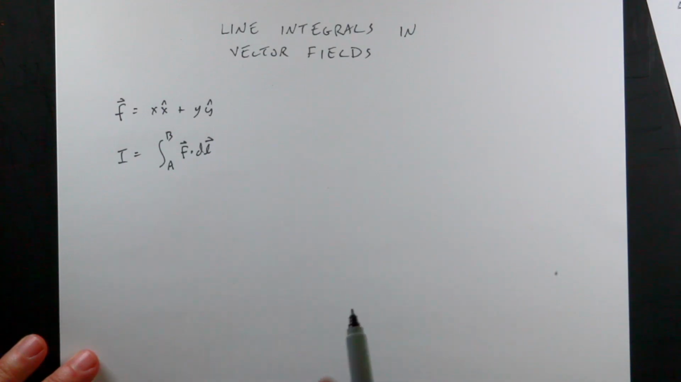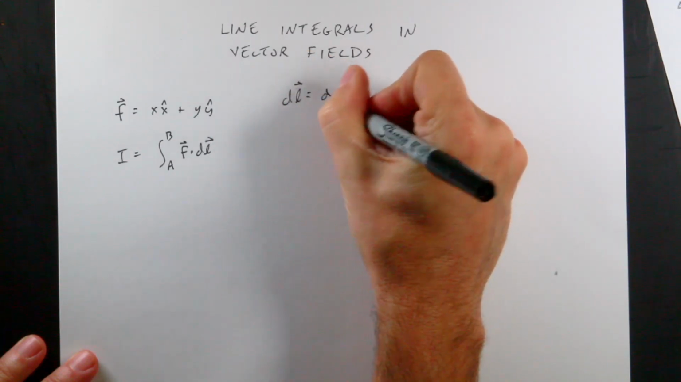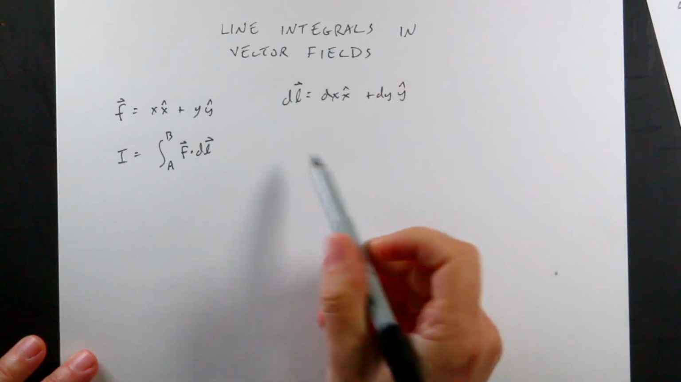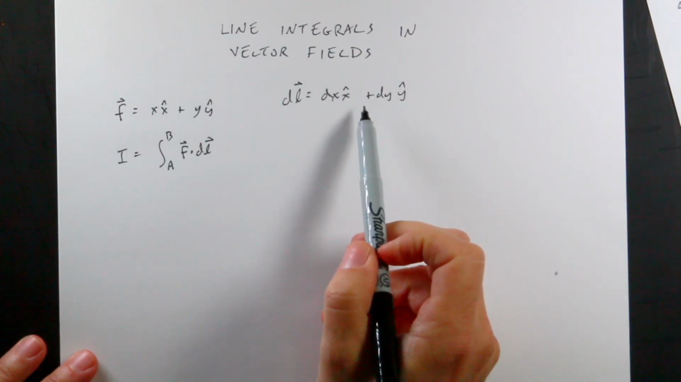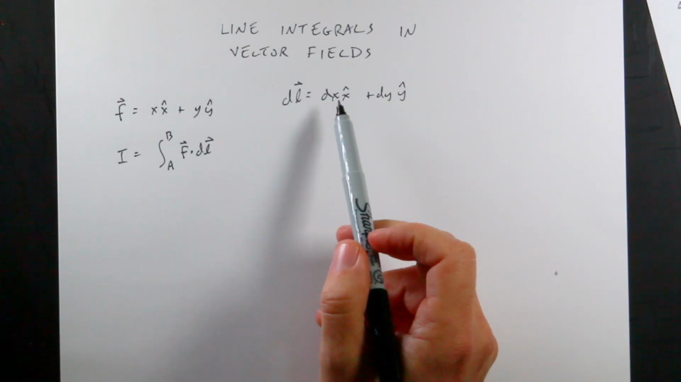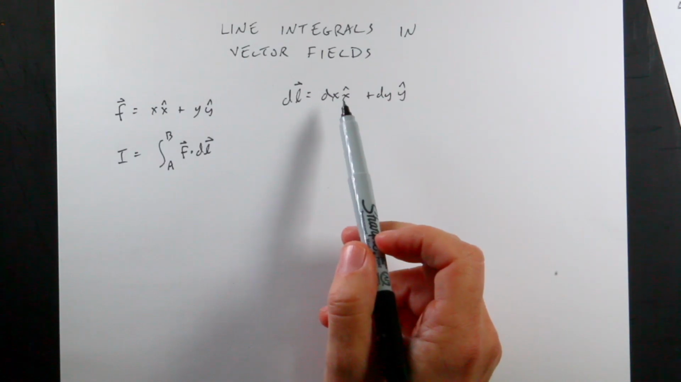The first thing I need is my dl vector. So if I move a little piece, what does that vector look like? In Cartesian coordinates, I'm going to say dl is dx x hat plus dy y hat. Now, you may say, hey, but that's not in the same direction as the path, because the path's not at a 45-degree angle. That's what I would think. But that's true, but this is an infinitesimally small piece. And really, the direction of the path we're going to take account of in the limits of integration. And we can figure out that path in a different way.